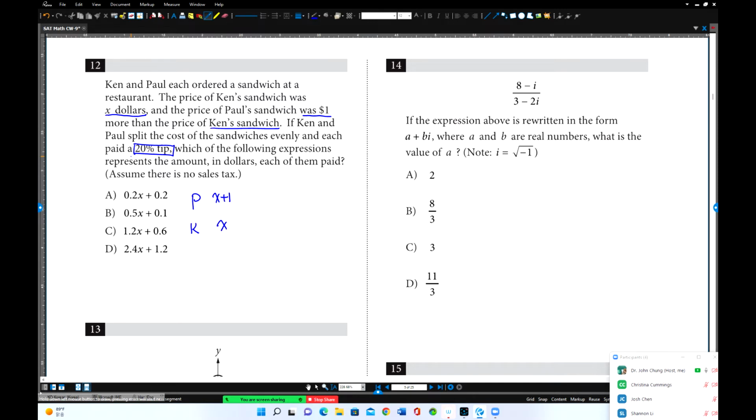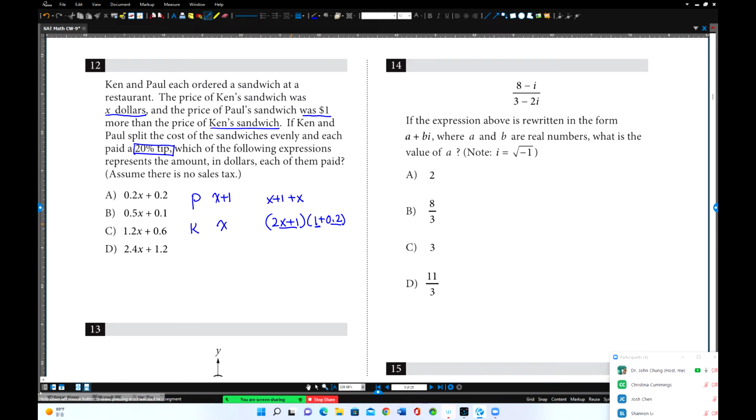Equally divide. What is the total amount? X plus 1 plus X, that is the total amount. You can simplify. Yes, the total amount is 2X plus 1. But you have to add what? The 20% tip. From here, 1 plus 0.2, that is the total, right? Always increase, this is 20%, from 1.